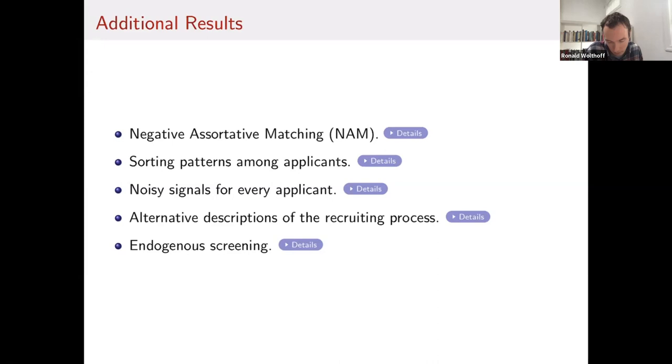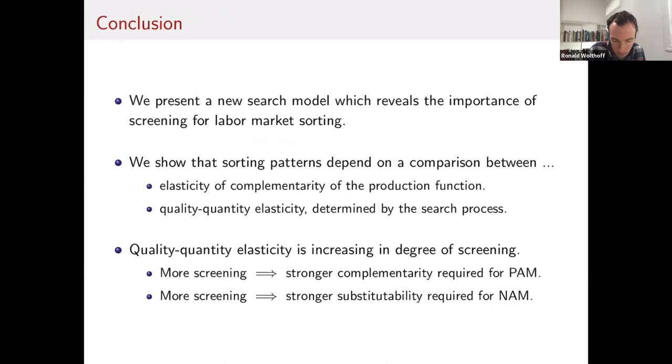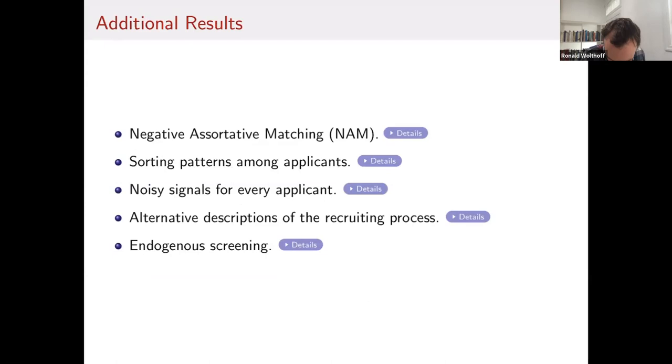Let me just spend a few words on endogenous screening because it has come up a couple of times. And somehow the link doesn't work. Let me go here. This is what I want to show you.